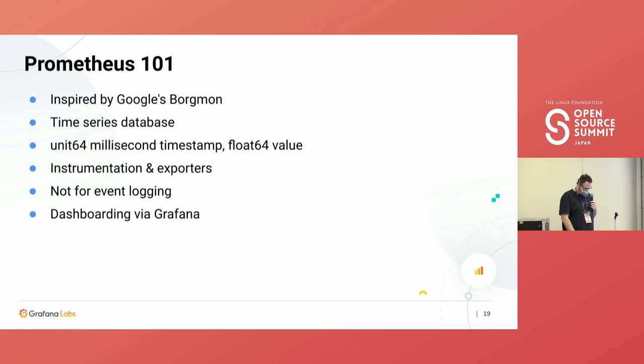It's a time series database. I'll explain what those are in a bit. Everything internally is 64-bit values, which makes it extremely efficient on modern architectures. There is a system of instrumentation and exporters. Instrumentation being defined as you put code in your applications and directly emit data about that application. Exporters translate from MySQL, from Oracle, from whatever, into something which Prometheus can understand. It's not for event logging, and dashboarding is commonly done via Grafana.